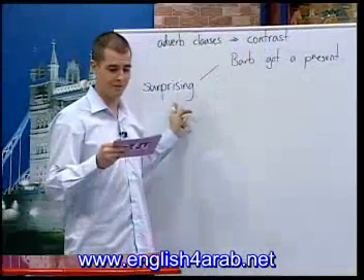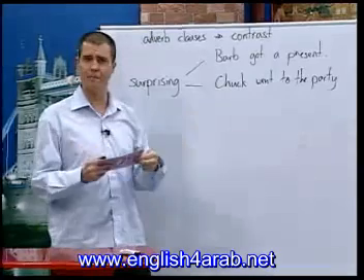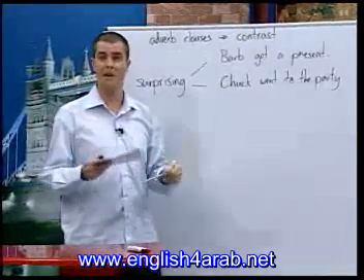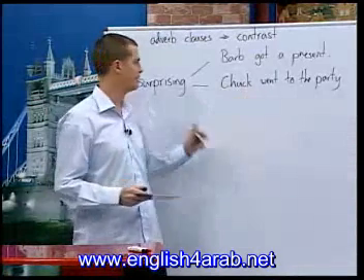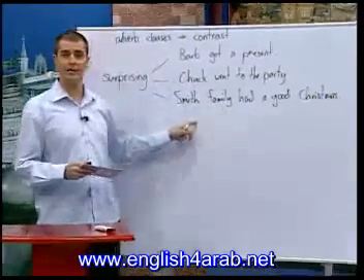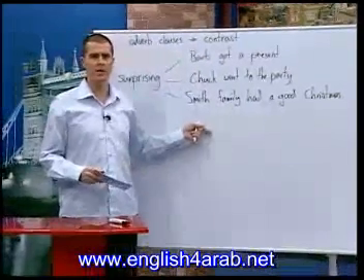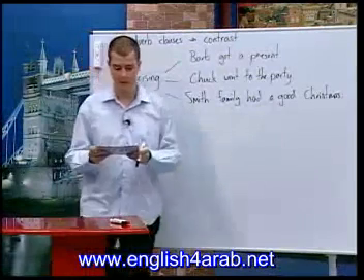Wow, it's a surprise. In the second sentence, Chuck went to the party. This is surprising because it's bad weather. It was snowing hard, very bad weather, but Chuck went to the party. That's a surprise. And in the third sentence, the Smith family had a good Christmas. Why? Because there weren't many presents, but they still had a good Christmas, so it's a surprise.